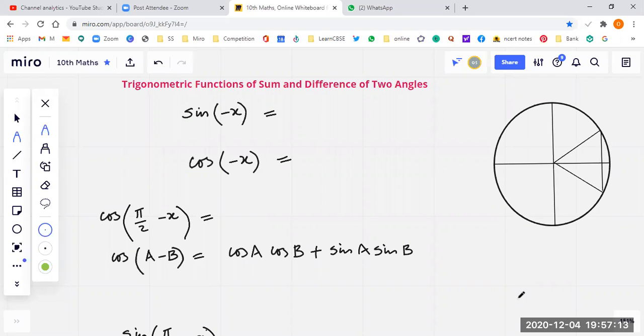Yes. So students, let's talk about trigonometric functions of sums and differences of two angles. Let's say this angle is x. So this is in the first quadrant, and obviously if I take the angle in the anti-clockwise direction, it will be in the fourth quadrant.